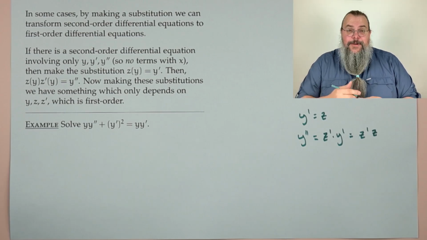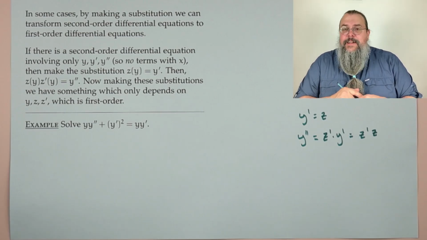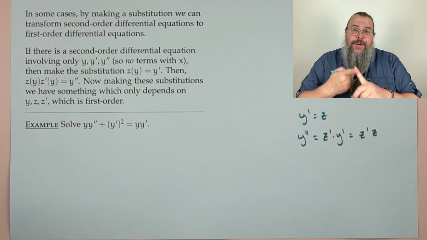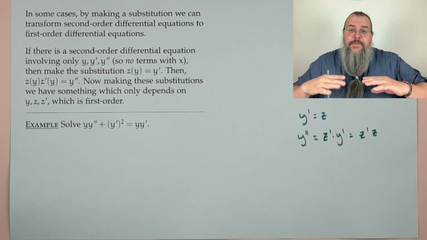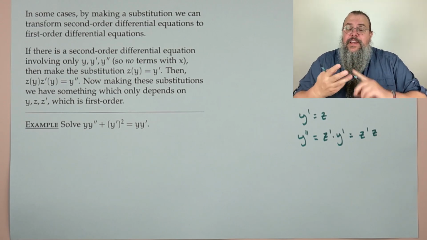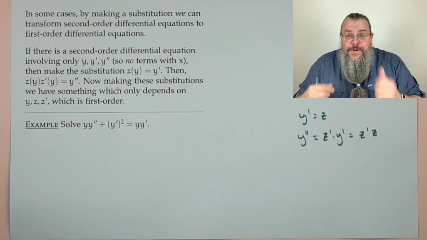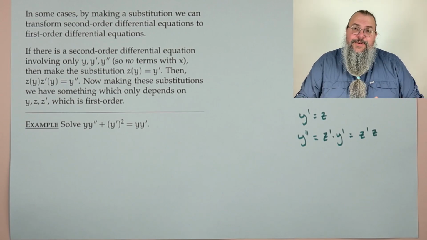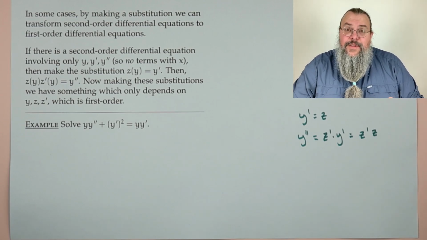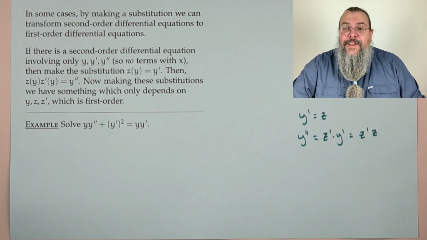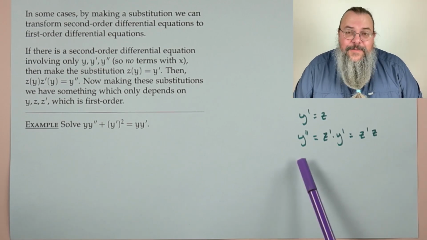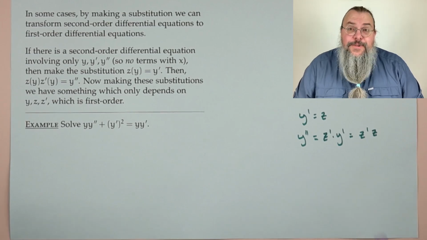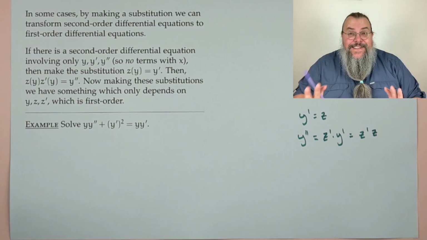So that's how that works. All right, now what happens? Well, you replace y prime, you replace y double prime, and lo and behold, what's left is a y, z, and z prime. A first order differential equation, which means now we have something where we have tools. All right, so that's the idea. It's weird the first time you see it, but there is a reason. There is a method to the madness.